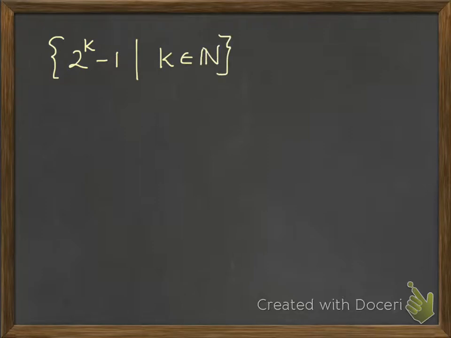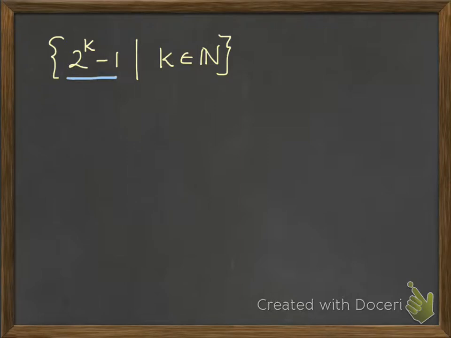Okay, finally, let's just look at a couple more examples and think about how to list out all of the elements in a particular set. So here's an example. The set of all 2 to the k minus 1 such that k is a natural number. So the elements here have the expression 2 to the k minus 1.